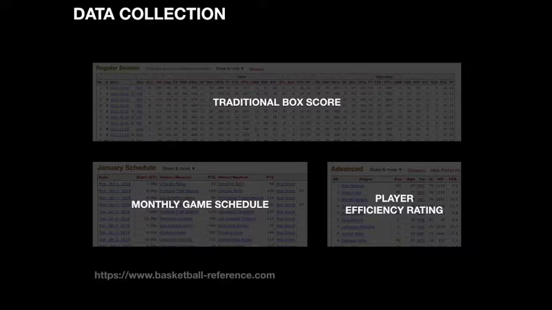Player efficiency rating, or PER, is a measure of a player's overall contribution to their team per minute. It considers positive contributions like field goals, assists, rebounds, blocks, as well as negative contributions like missed shots, turnovers, and fouls, and it wraps all of those things into one number.